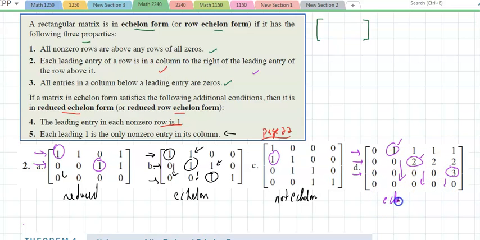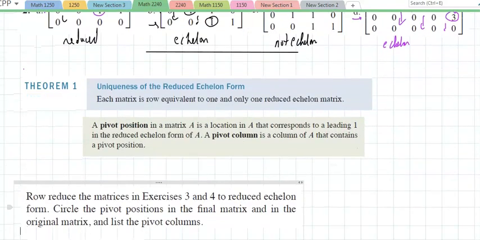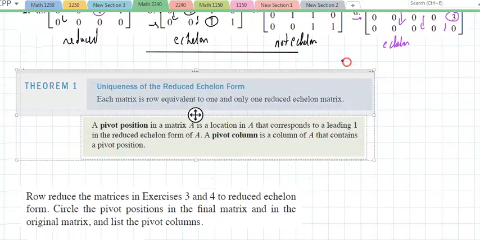But obviously it's not reduced echelon form, because this here has a 1 above it and this here has numbers other than zeros above it. So I wouldn't stress about this that much. You just need to get comfortable with this because they use it in a lot of definitions.